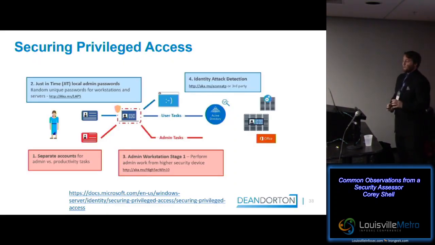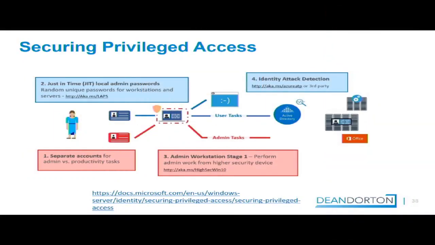Microsoft has a roadmap called the Securing Privileged Access Roadmap. I've got the link there at the bottom. There's really no reason not to implement this for any organization. The very first step is separate accounts for admin and productivity tasks. The next step is just-in-time local admin passwords. Microsoft has a free tool, which we're going to cover more in depth in the next slide, called Local Administrator Password Solution, that allows for random and unique passwords for all workstations and servers. The third phase is a privileged access workstation. We'll cover that more in depth in a second.